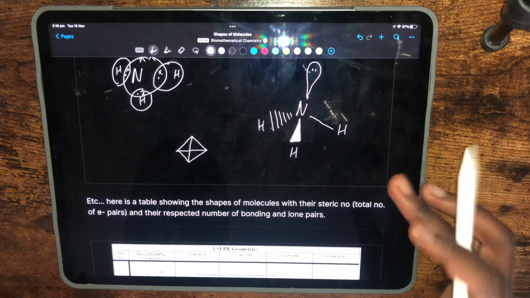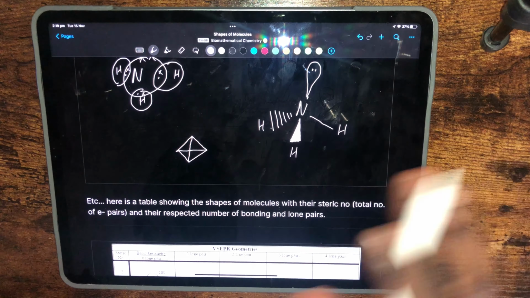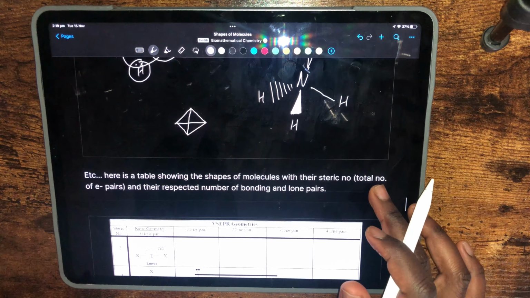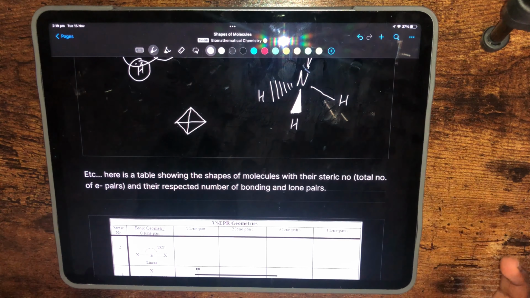So that's etc. etc. So here's a table. I could go through all of them. I'm not going to go through every single one of them, but here's this table showing the shapes of molecules with their steric number, which is just the total number of electron pairs, and their respective number of bonding pairs and lone pairs.